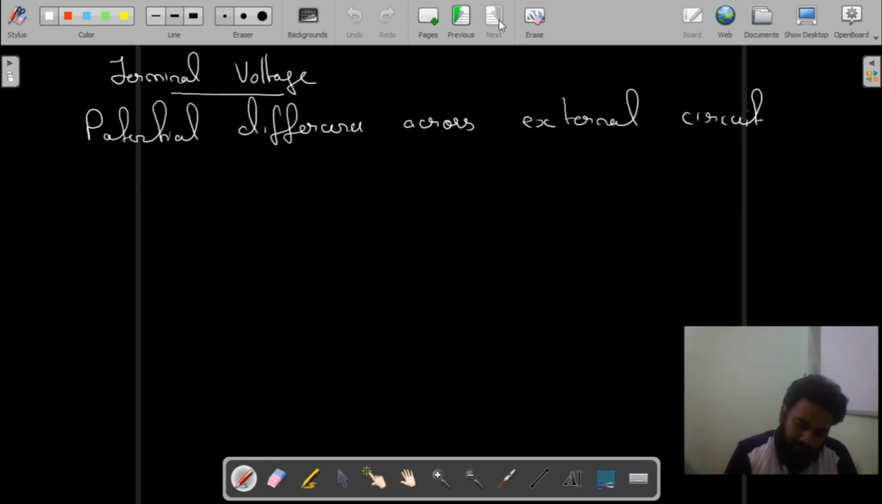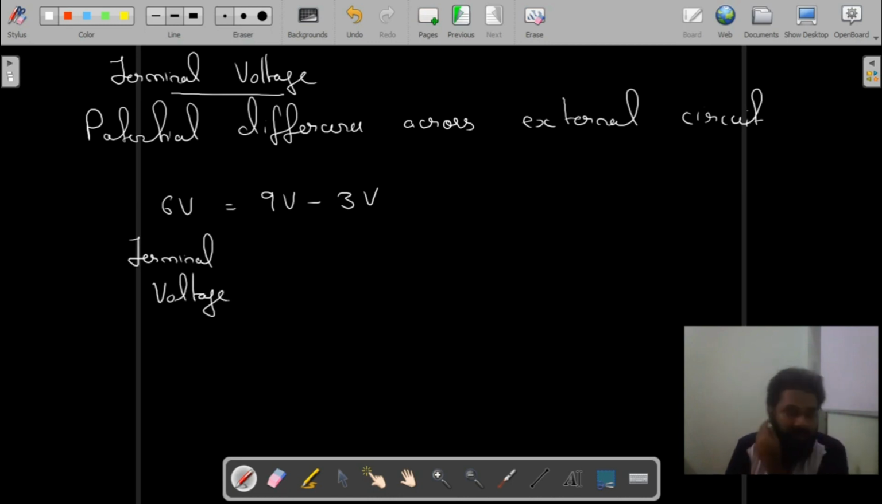So you can see here, now we got 6 volt. 6 volt was nothing but 9 volt minus 3 volt. So if we consider 6 volt, this is nothing but the terminal voltage. And what is this 9 volt? 9 volt is nothing but the EMF. When no current is flowing, this is the EMF. I write the symbol. What is this 3 volt? 3 volt was nothing but 3 ampere into 1 ohm. 1 ohm is the internal resistance and 3 ampere was the current flowing.